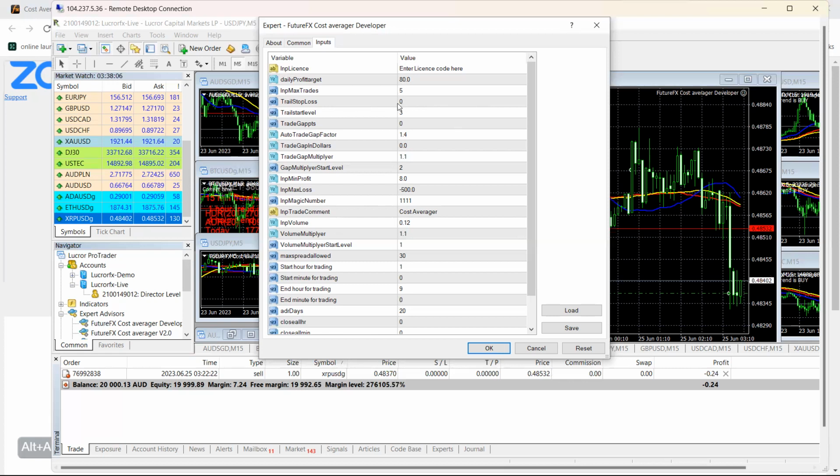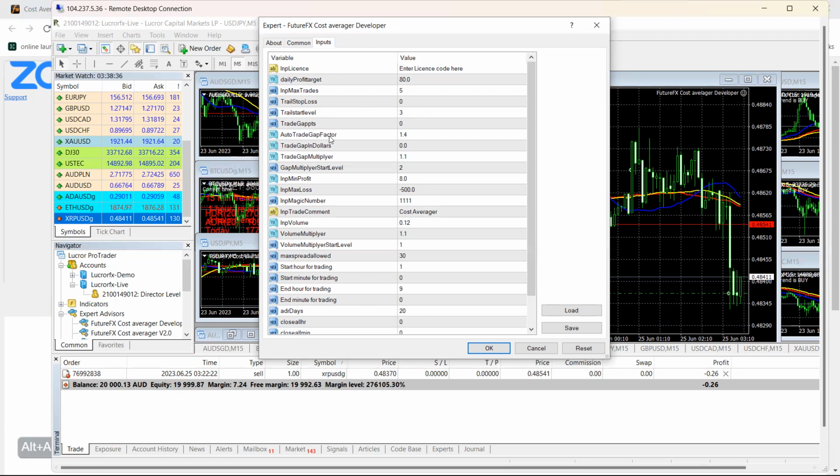It's like any trailing stop loss, you're going to enter it as points. So if you want a trailing stop loss of 20 pips, you have to enter 200 because it's in points. And you can set which level you want it to start using a trailing stop loss on. So trail start level is 3. So on the first trade and the second trade, it's not going to use a trailing stop loss. But on the third trade and any above, it will use that trailing stop loss feature.